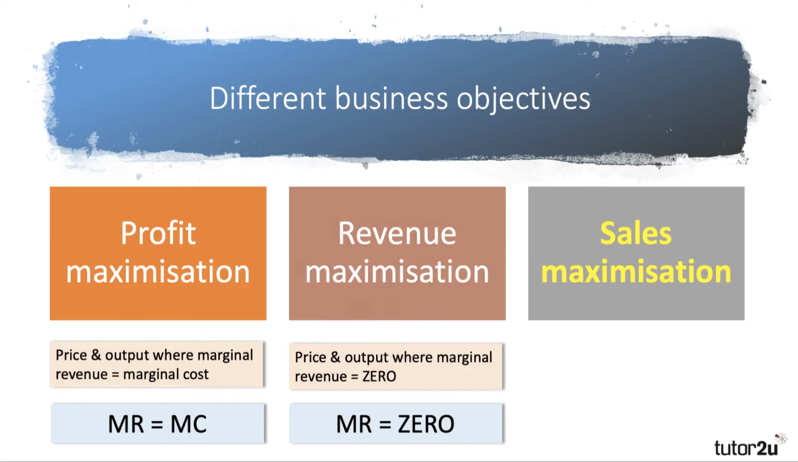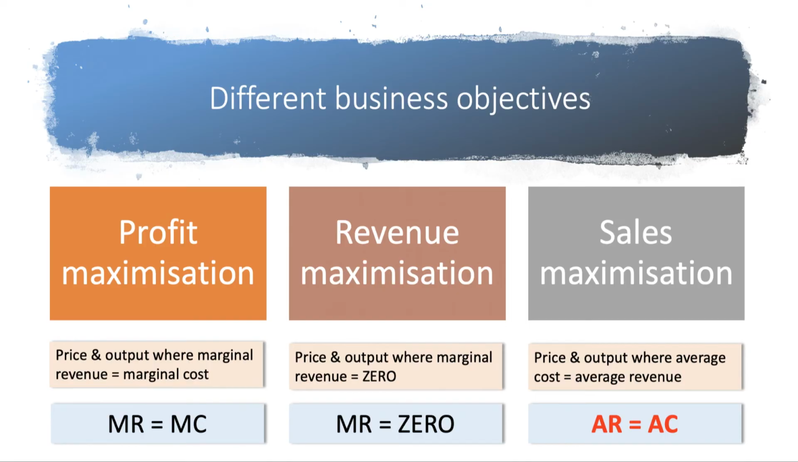The third objective is sales maximization. Now we're using maximization three times here: profit, revenue, sales. They are three different outputs. So sales maximization, which some people call sales revenue max, which is not correct.